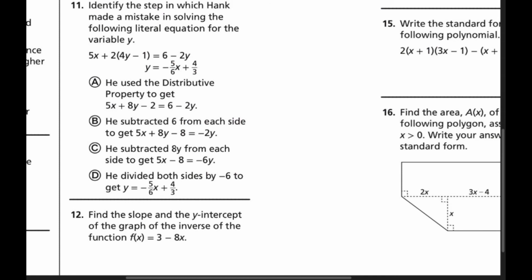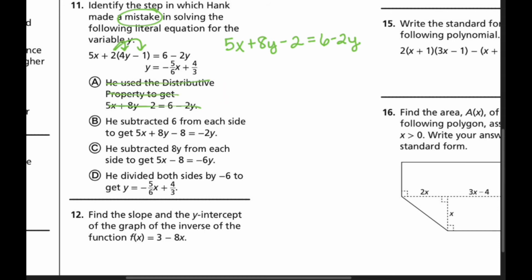All right, number 11, identify the step in which Hank made a mistake in solving the following literal equation for the variable y. So I'm going to distribute so that I can get the answer to look like what it has in A. And then I'm going to combine like terms. Actually, I'm going to first look and see if that's what they got. And they did get exactly the same thing. The signs, the numbers, everything's in the right spot. So it is not A because I'm looking for the mistake.